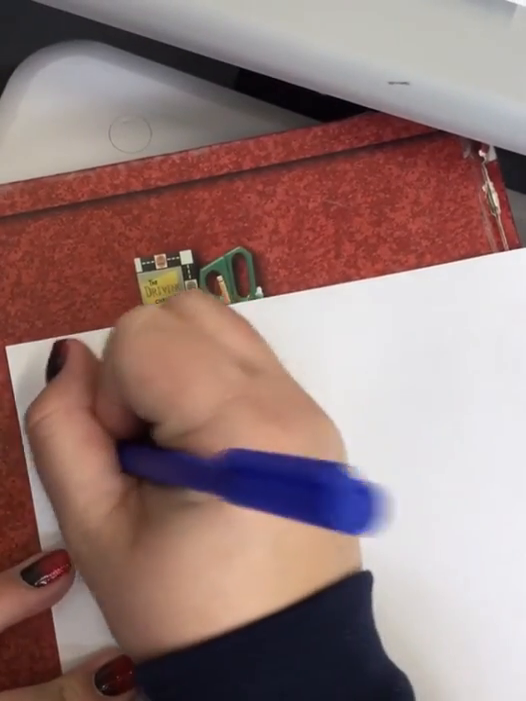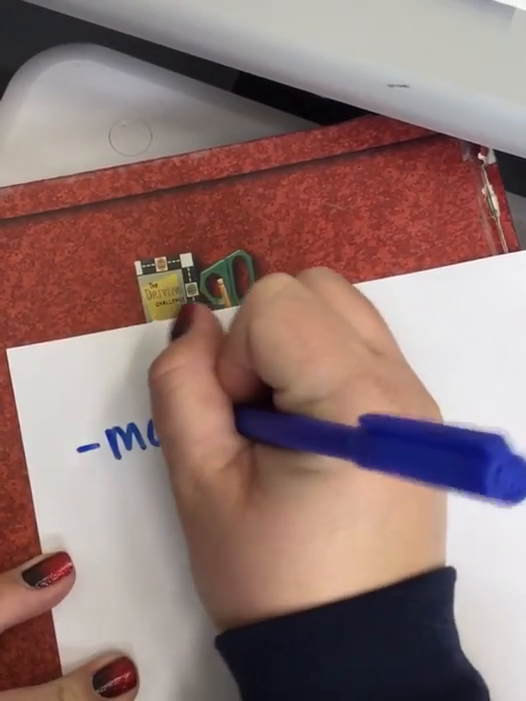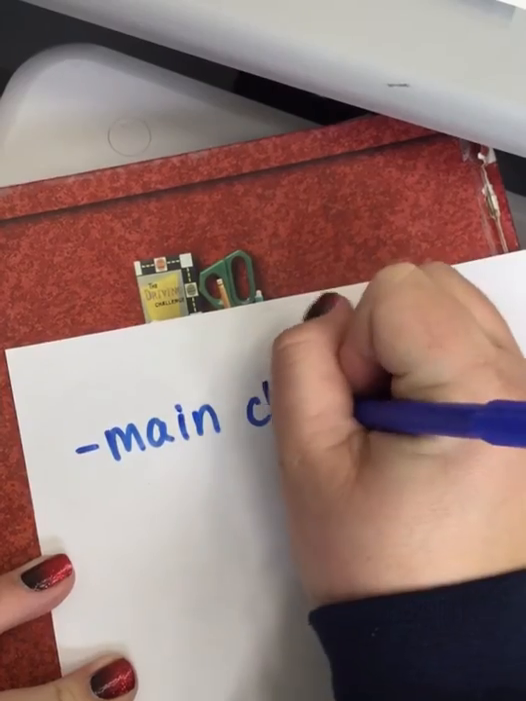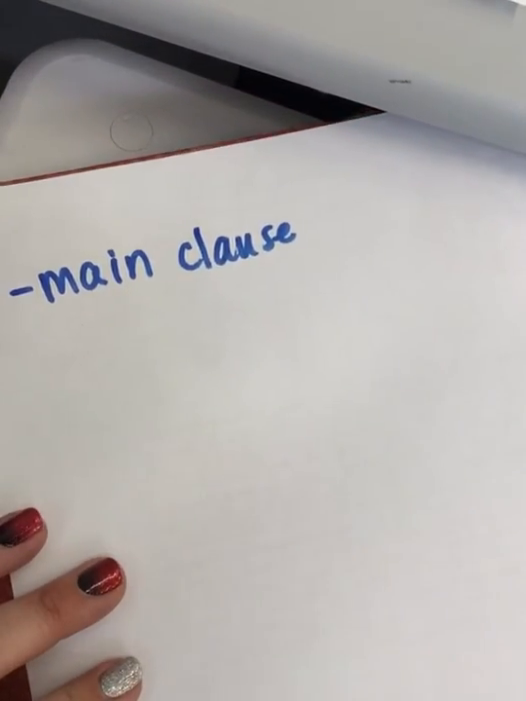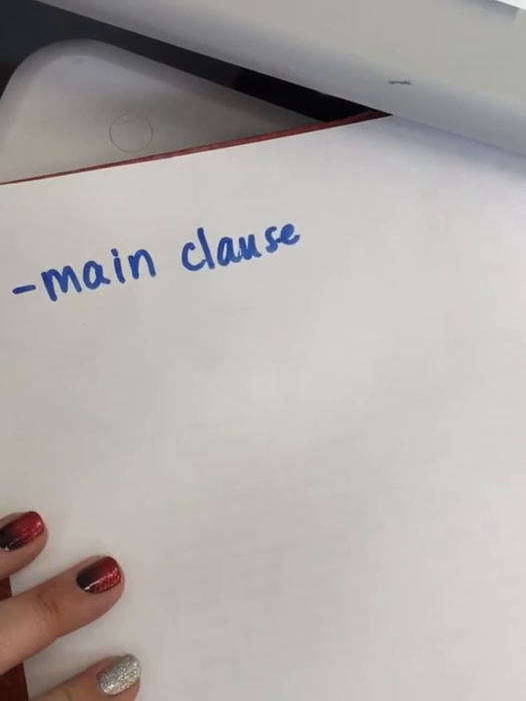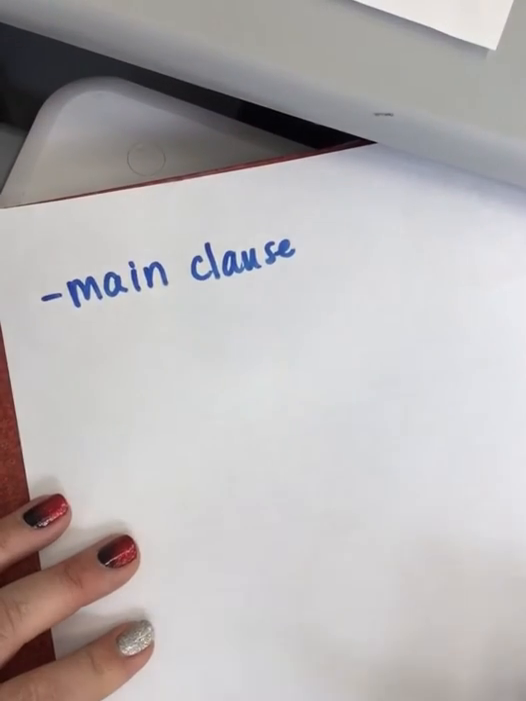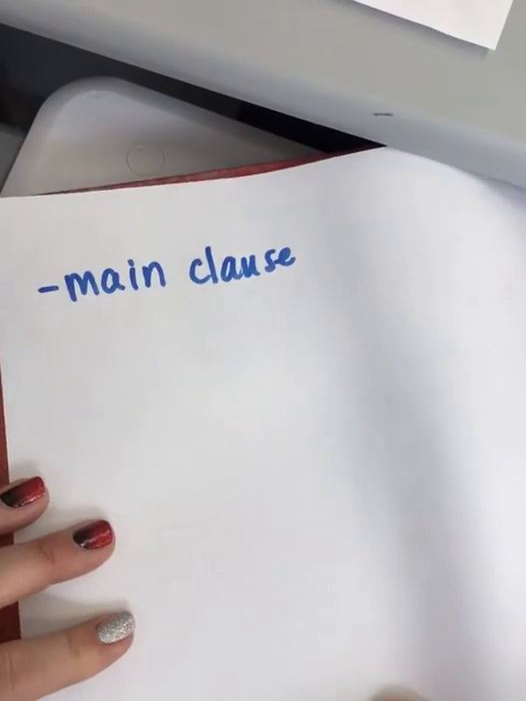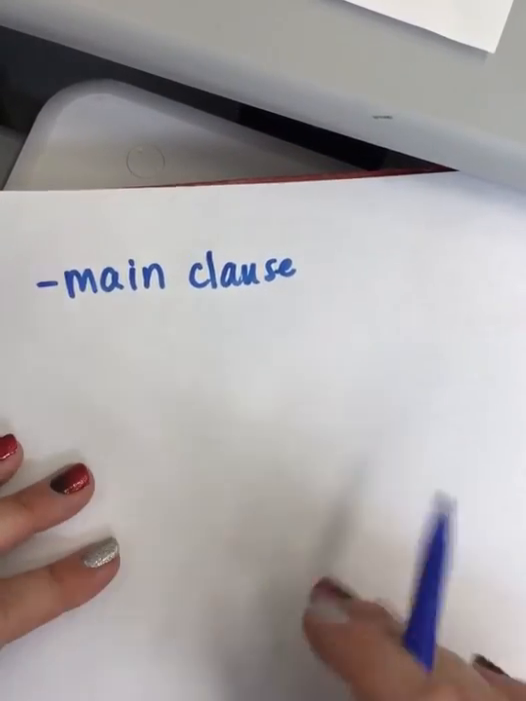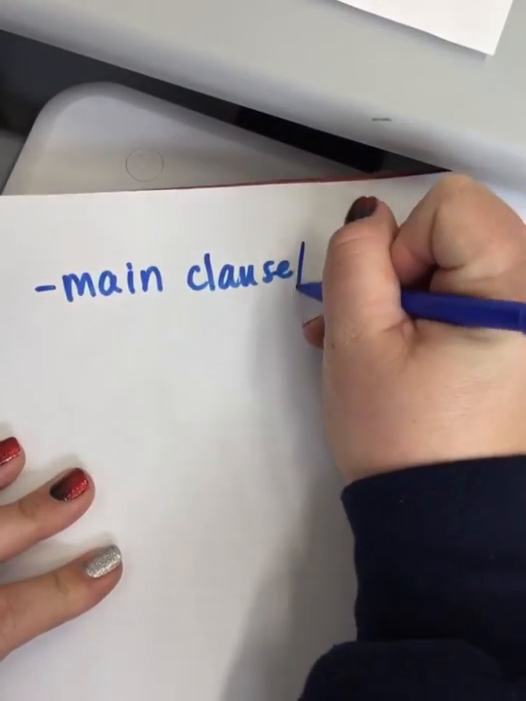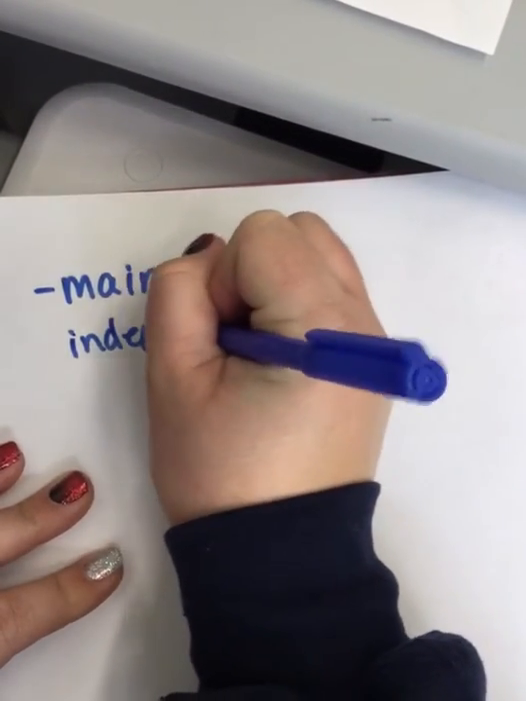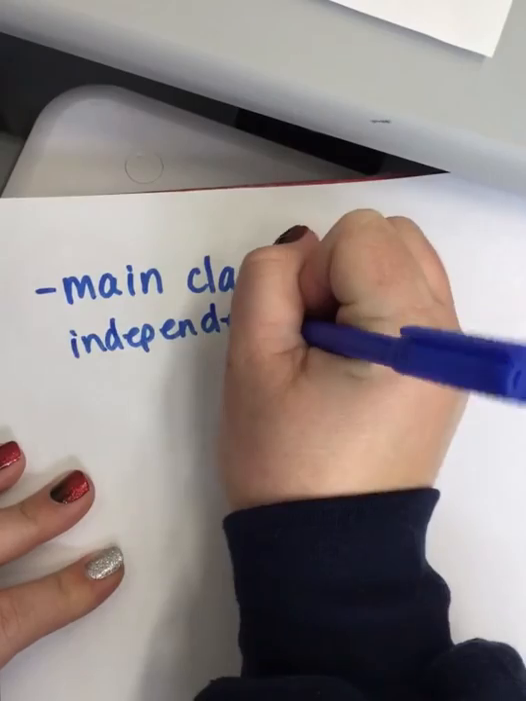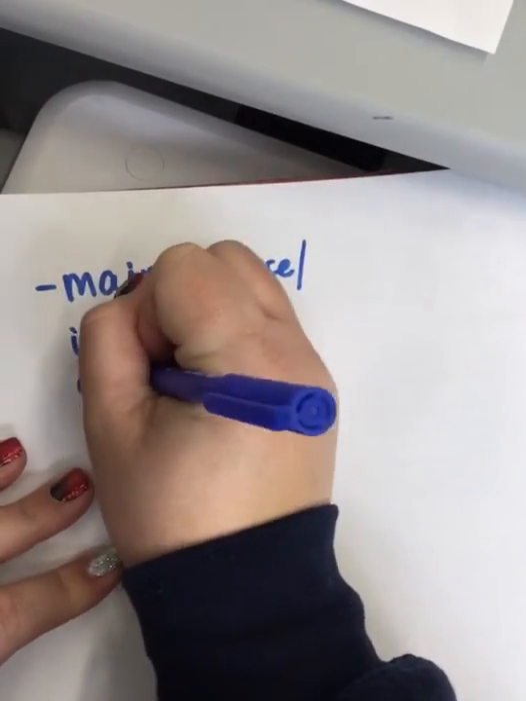Okay, so under the 7, we're going to write 2 particular types of clause definitions here. This is just going under the 7. You can put yours all on one line too.